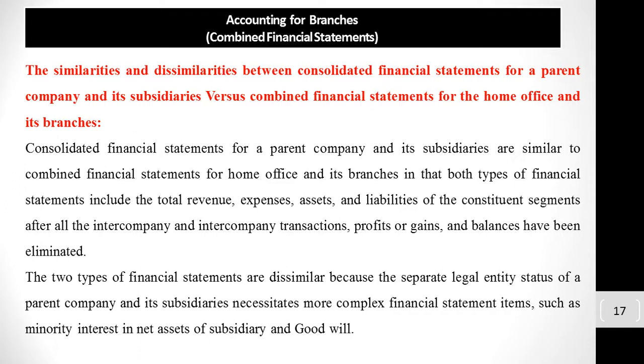What about the dissimilarities? The consolidated financial statements for parent company and subsidiary are more complex. We need to calculate the goodwill to know if there is positive goodwill or negative goodwill, and we need to know the acquisition, whether it is 100% or less than 100%. We might have minority interest. So the main dissimilarity is that consolidated financial statement is more complex and has extra items like minority interest and goodwill.